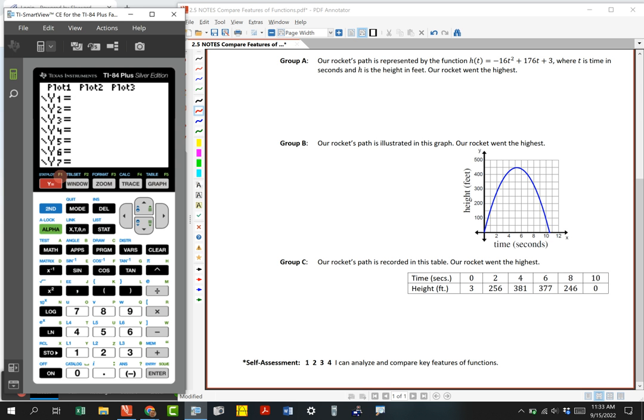So I already did a reset on mine, and I'm going to type in negative 16. Okay, we're in function mode, so we've got to use x for the variable. So this is going to be x squared plus 176, x in place of the t, and then we're going to put a plus 3. And again, always a good idea to hop down there. We've got some exponents. We've got it kind of spread across the entire screen. Hop down on the next line. Make sure, is that exactly what we want?